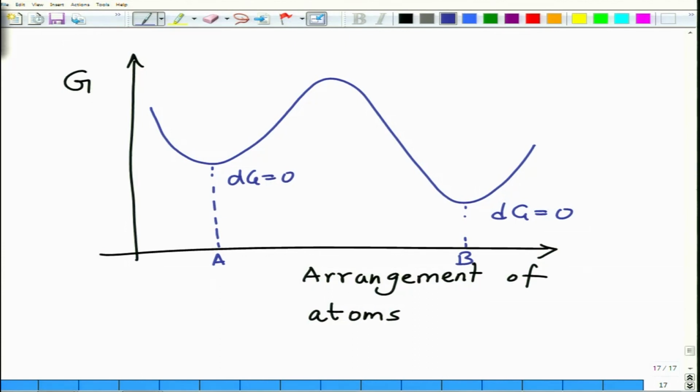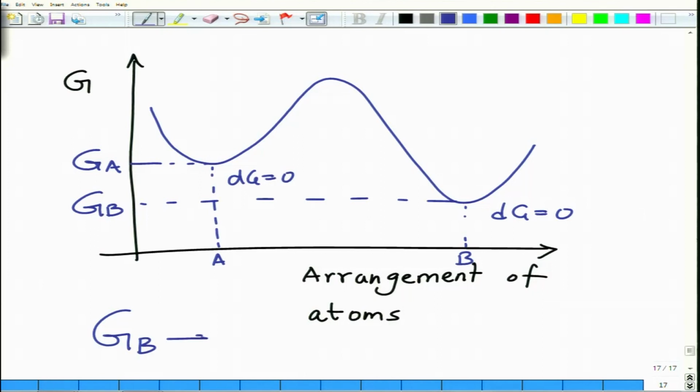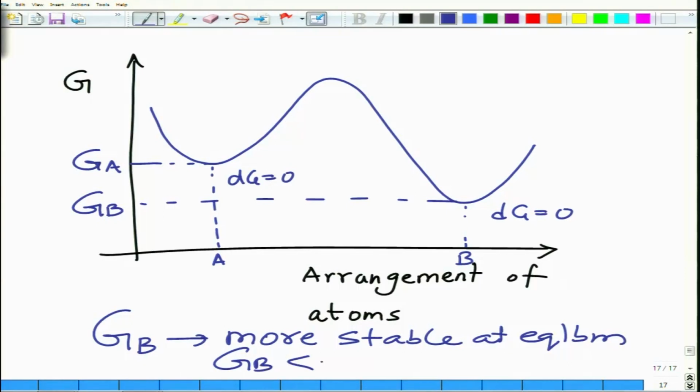However, in totality, if you look at that free energy landscape, this B state has lower energy as compared to, so this is, let us say, GB, and this is, let us say, GA. So, GB is more stable at equilibrium because GB is lower than GA. So, if you leave the system for a long time to achieve equilibrium, the system will move towards achieving GB.